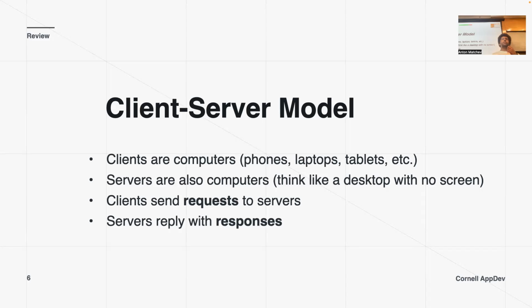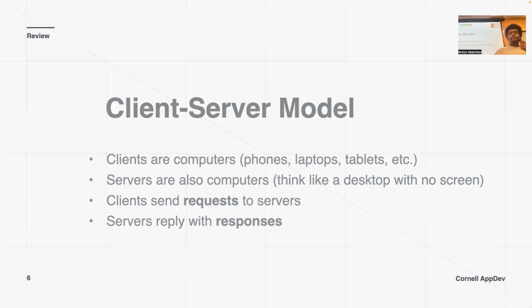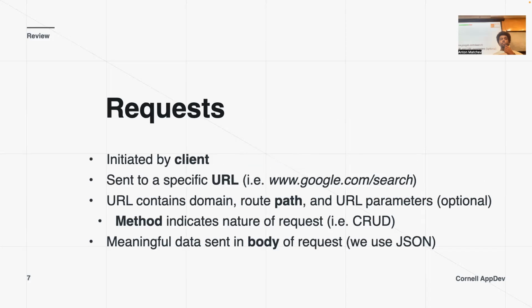And so clients send requests to the servers for content, and servers reply with responses that can typically have content or just status codes and so on. So clients ask and servers serve. So requests, like I just said, are initiated by the client. They're sent to a specific URL, as you've seen in homework one.